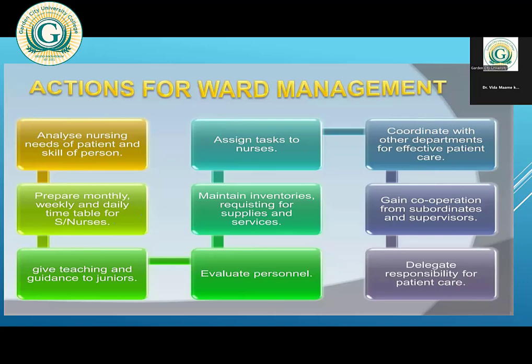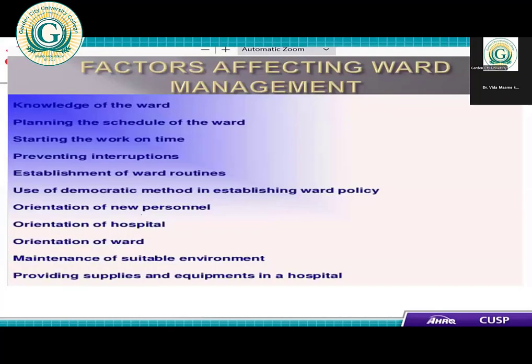Effective patient care, gain cooperation from subordinates and supervisors, delegate responsibly. So these are the factors affecting ward management: knowledge of the ward, planning the schedule of the ward, starting the work on time, preventing interruptions, establishment of ward routines, use of democratic methods in establishing ward policy, orientation of new staff. These are all the factors of ward management and these are the golden rules of good ward management.